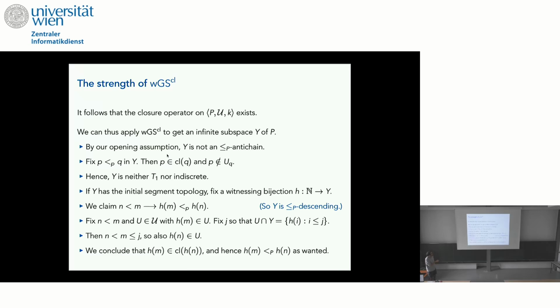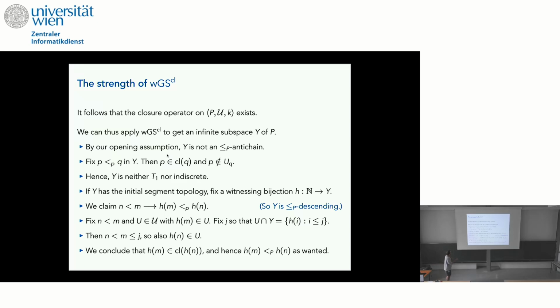So what do we have here? By what we noticed with the closure operator, P is in the closure of Q. And P is not above Q, so P is not in U_Q, in that particular open set. From those two facts, we can conclude that Y is not T1. In a T1 space, you cannot have such a situation. And it can't be indiscrete, because in such a set you cannot have this situation. Make sense? So that means that what WGSCL returned is either an indiscrete, a T1, a final segment or an initial segment. Those are the four possibilities for the weak case.